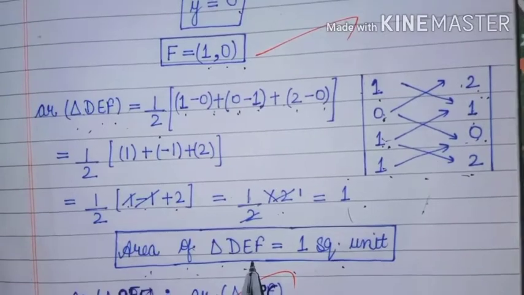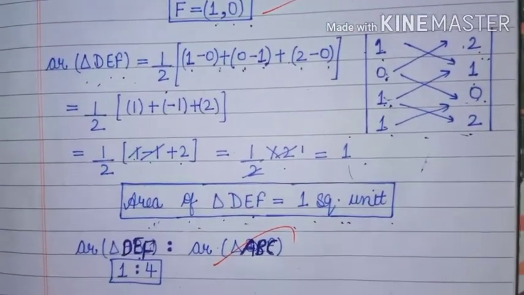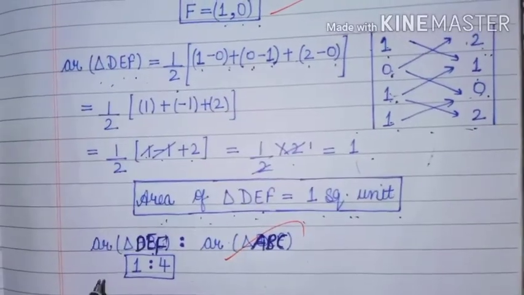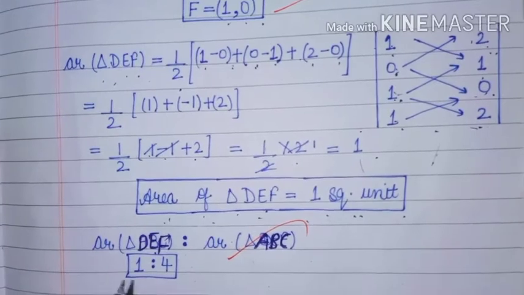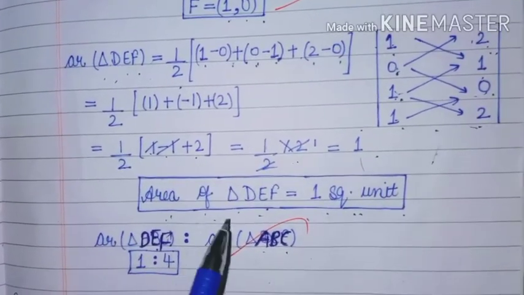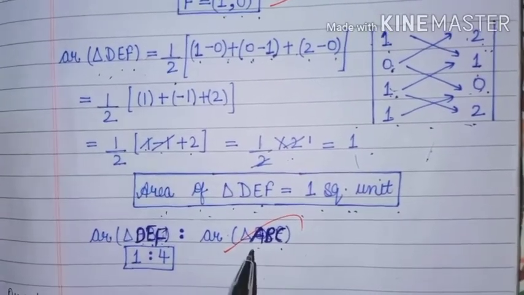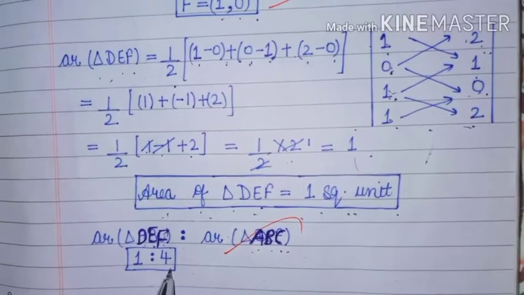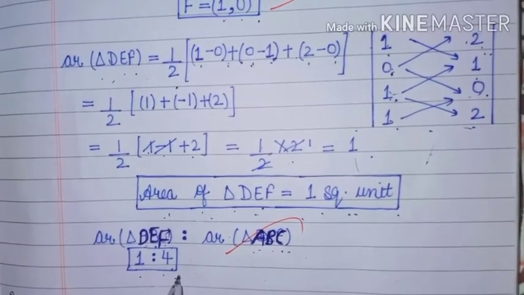Area of triangle DEF is 1 square unit, beta. Now the second part of this question is that we have to find the ratio of the new triangle to the given triangle. The new triangle is DEF and the given triangle is ABC. We have already found the area of DEF is 1 and the area of triangle ABC is 4. Now the ratio is 1:4. This is your question number 3, beta.